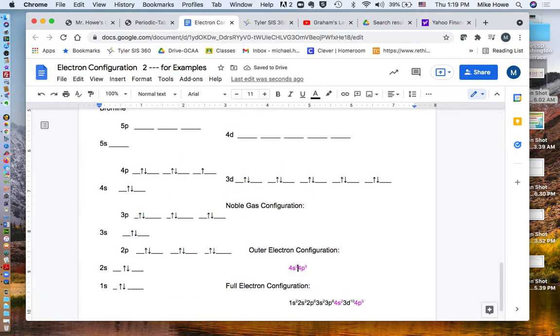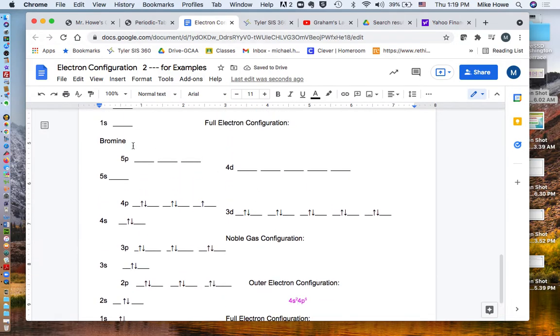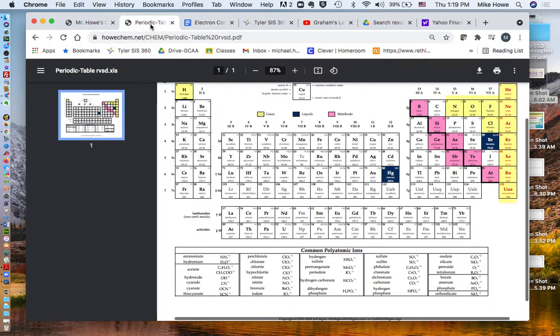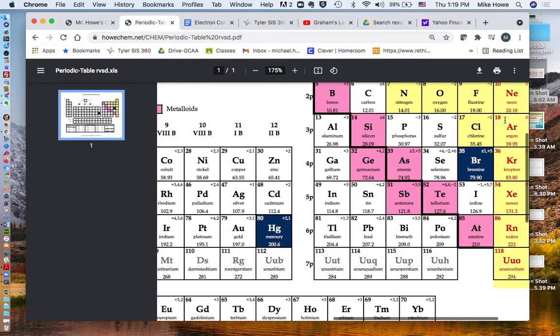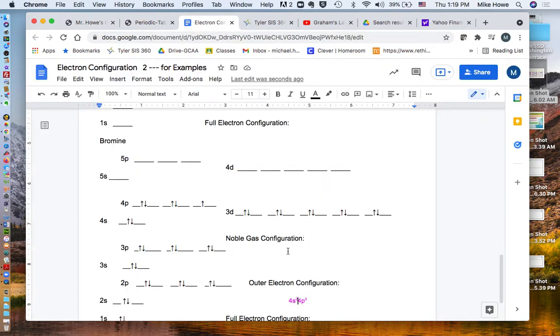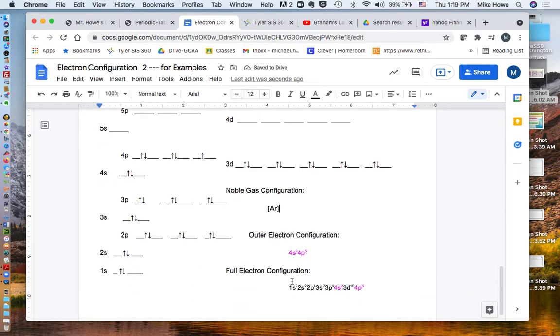Now the noble gas configuration involves finding the element at hand and then going up one row to the noble gas of that row. So in this case it's bromine. You go up one row, so you're on this row, go to the far right, the noble gas is argon. Argon has 18 electrons. You see them right there? So up a row to the far right, argon has 18 electrons. So you could write this. And that would cover 18 electrons.